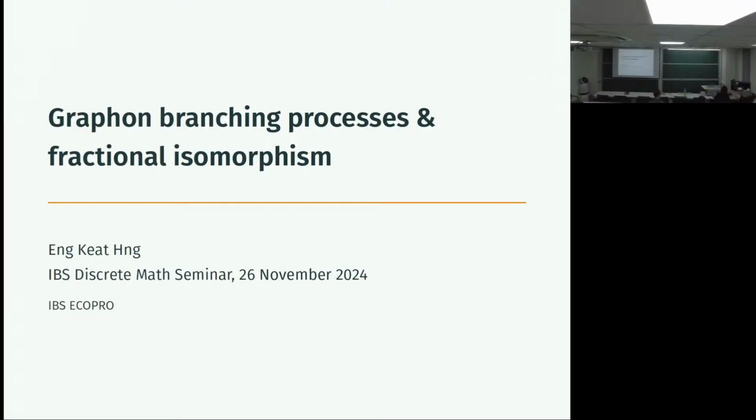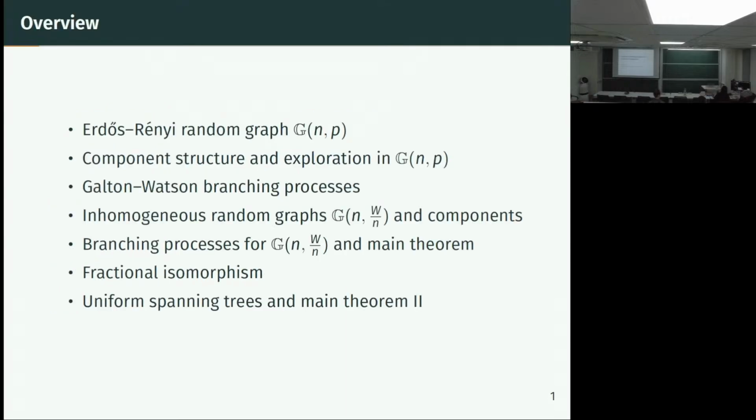This is based on joint work with Jan Patki and Anna Limbach, who are both at the Institute of Computer Science of the Czech Academy of Sciences in Prague, Czech Republic.